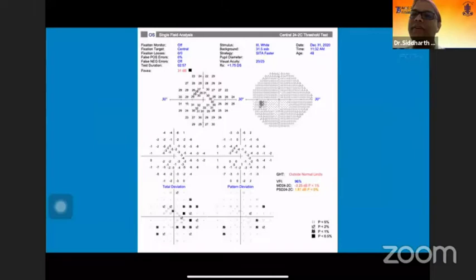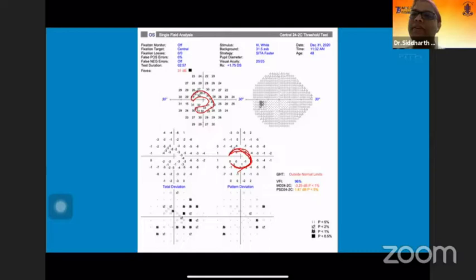This is the 24-2C pattern, which has 10 additional points. So if you see this C here, these are the additional 10 points that are there on the 24-2C program. And these are the points which were typically missed by the 24-2 traditional program. And these are supposed to catch glaucoma early. However, even this seems to be quite normal.